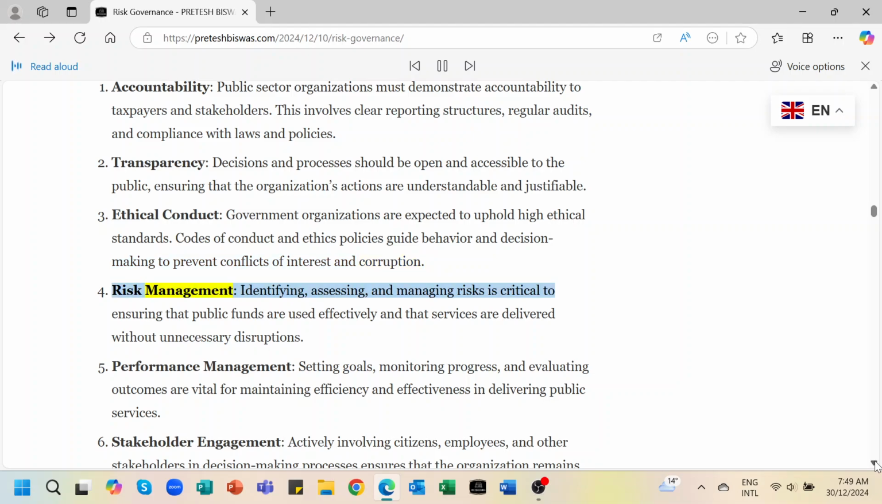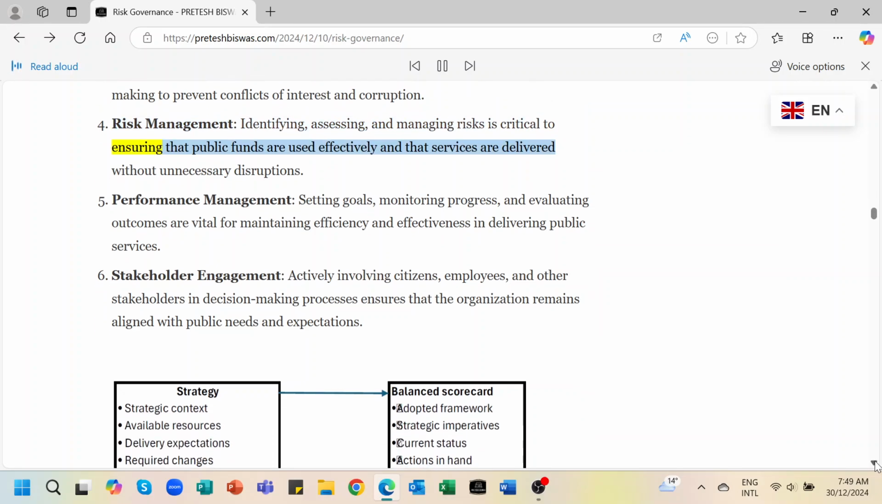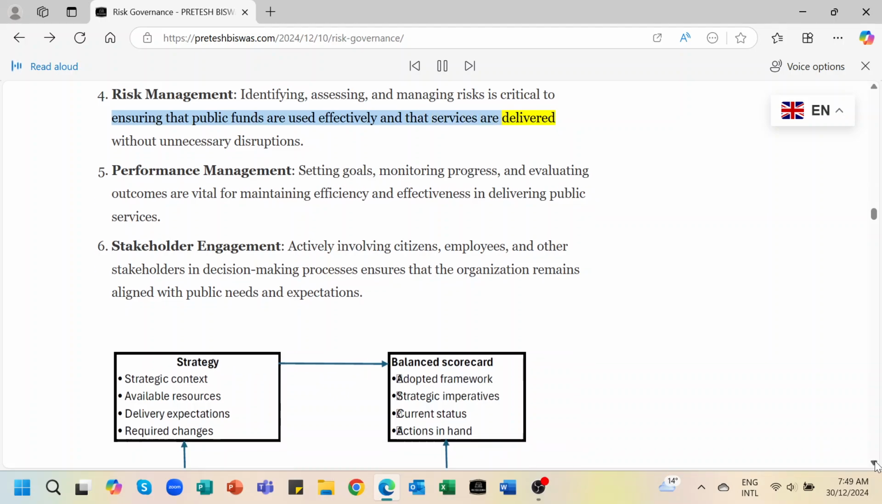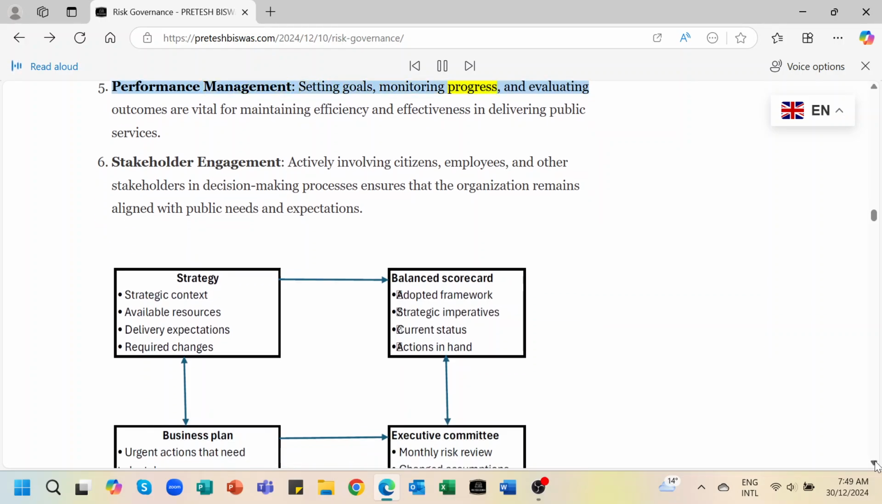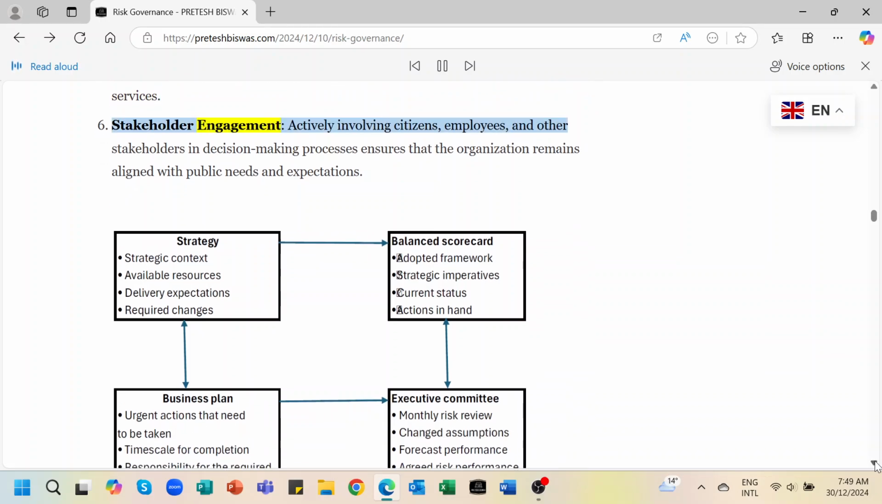Risk management. Identifying, assessing, and managing risks is critical to ensuring that public funds are used effectively and that services are delivered without unnecessary disruptions. Performance management. Setting goals, monitoring progress, and evaluating outcomes are vital for maintaining efficiency and effectiveness in delivering public services. Stakeholder engagement.